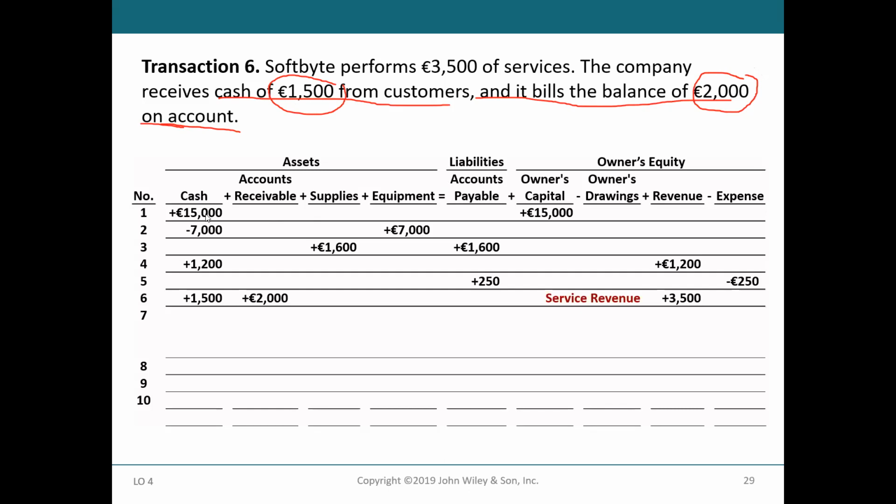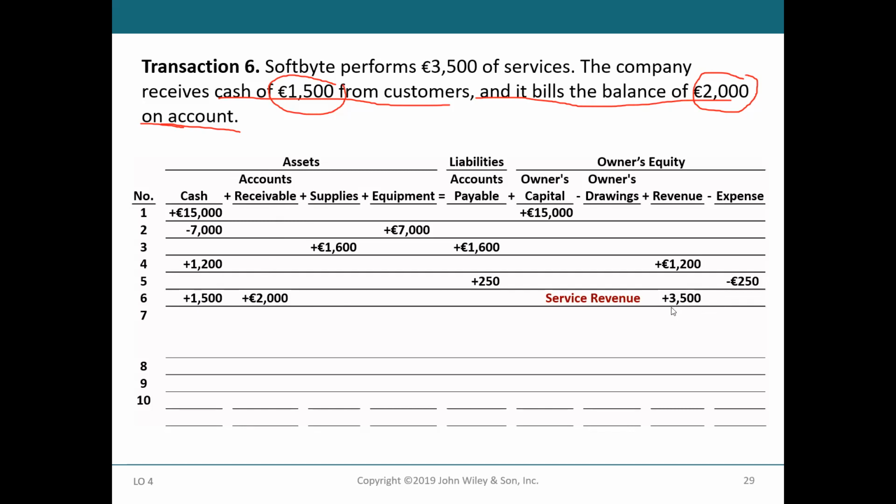We're going to have an increase in cash of 1,500 because we received 1,500, and we have an increase in accounts receivable of 2,000. Accounts receivable increases by 2,000 because we're going to receive that 2,000 in the future. Remember, accounts receivable means the money that we're going to receive in the future. So cash increased by 1,500, accounts receivable also increased by 2,000, and service revenue increased by 3,500.